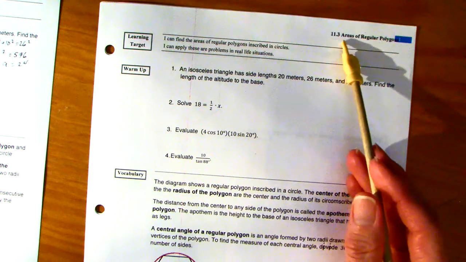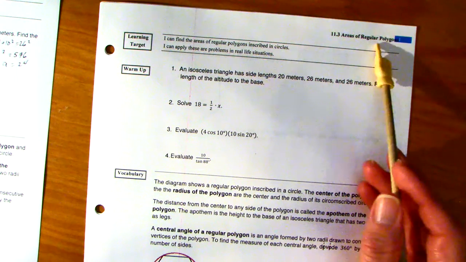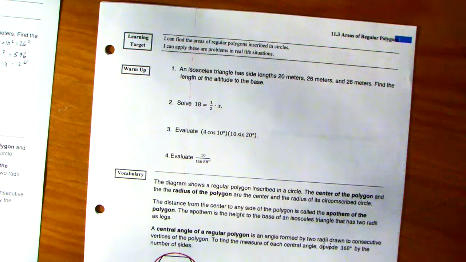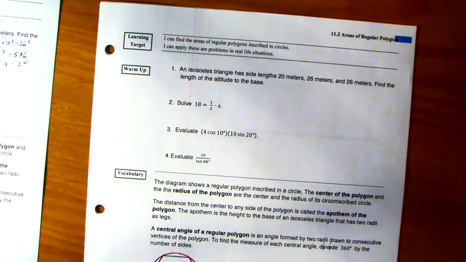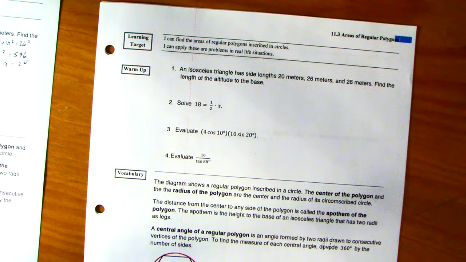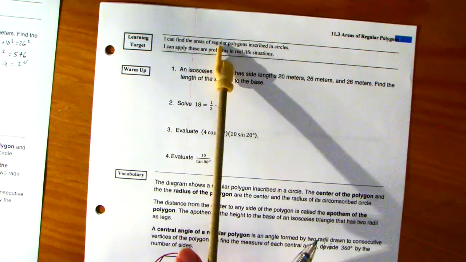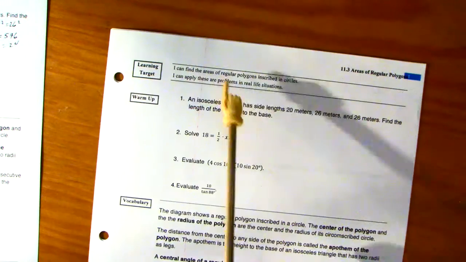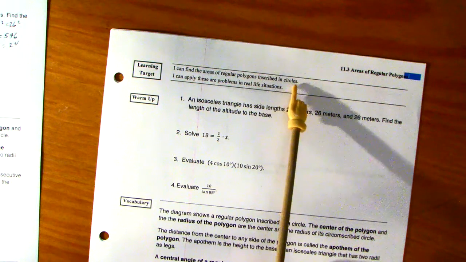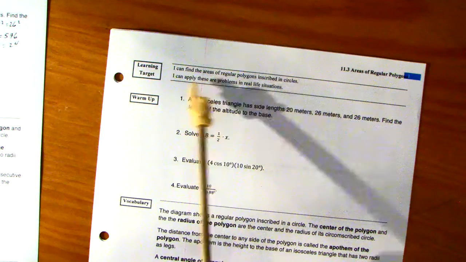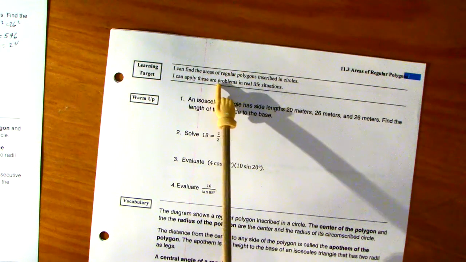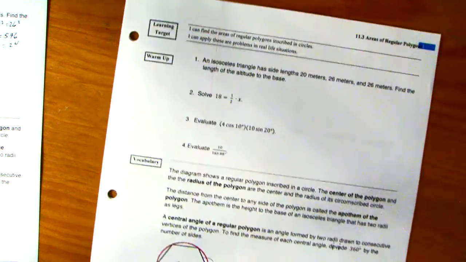Here we go, 11.3 areas of a regular polygon. Okay, so now we're going back to the polygons that we talked about. However, remember last chapter was primarily quadrilaterals. Here I can find the areas of regular polygons, so even though I might not have put the word regular in, that's kind of what I mean, inscribed in circles. Inscribed means inside, and I can apply these problems in real life situations.